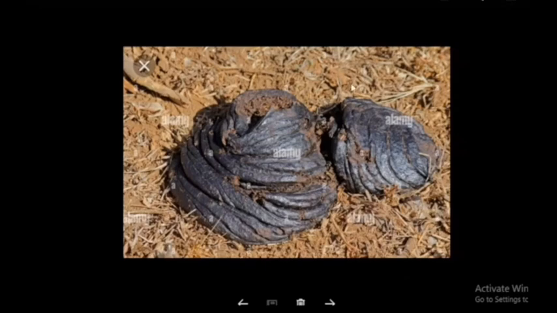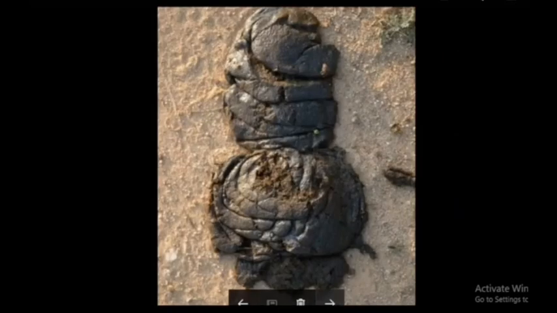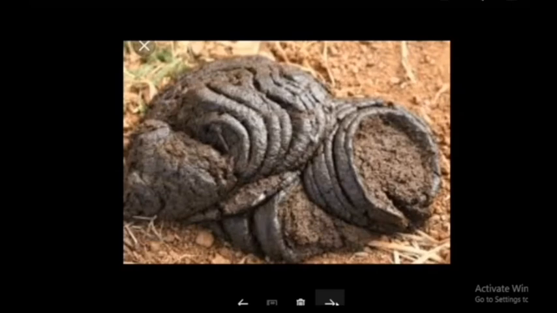So this is what cow dung looks like. You can see the feces of bovine animals. This is another example of what we are talking about here. That is what cow dung is.